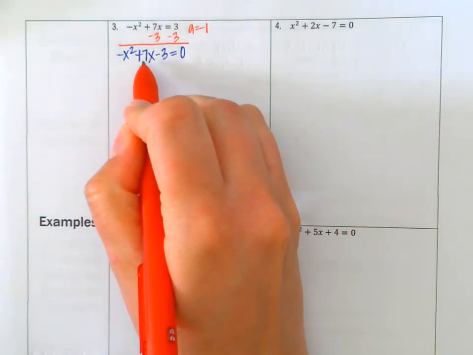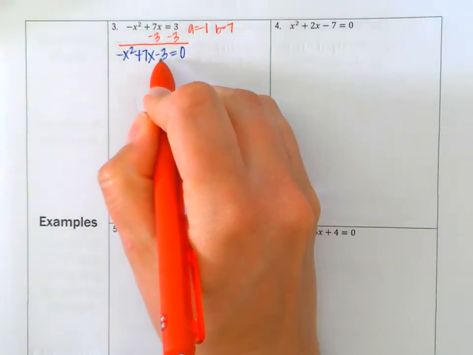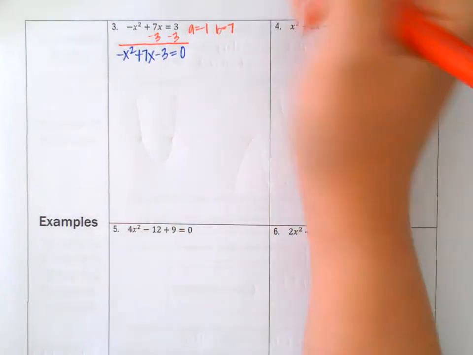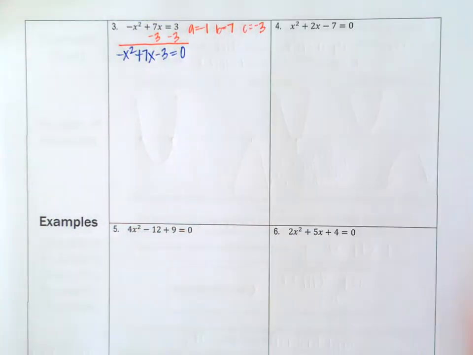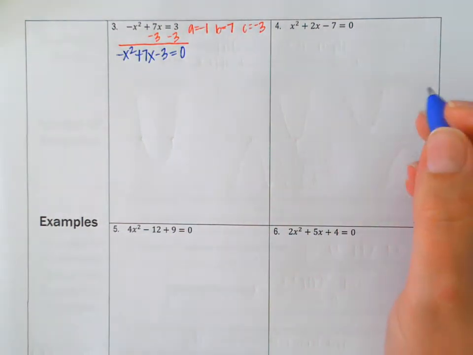B is the number in front of the x, so B is equal to 7. And then C is the constant. It's the number that doesn't have a variable attached to it. And so now I can just plug that into my quadratic formula.